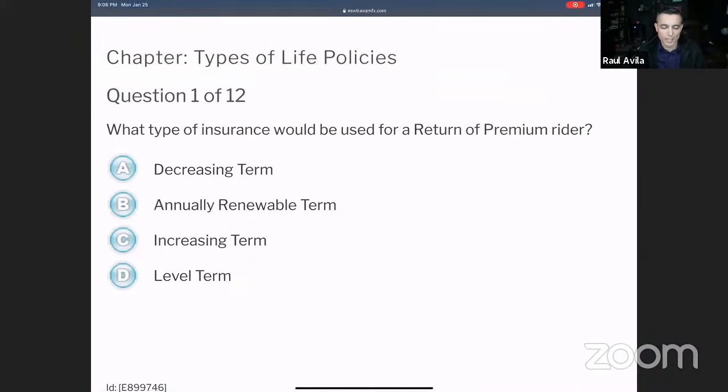Number one, what type of insurance would be used for a return of premium rider? A, decreasing term, B, annual renewable term, C, increasing term, or D, level term.